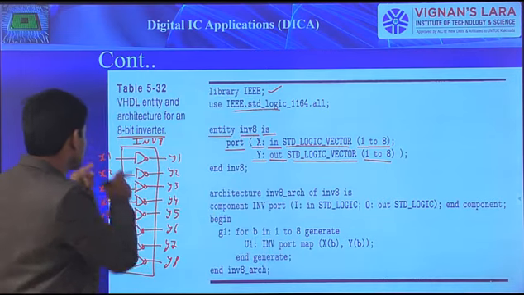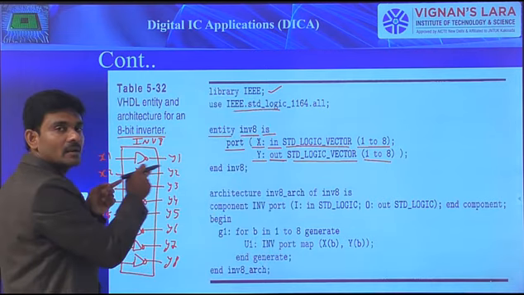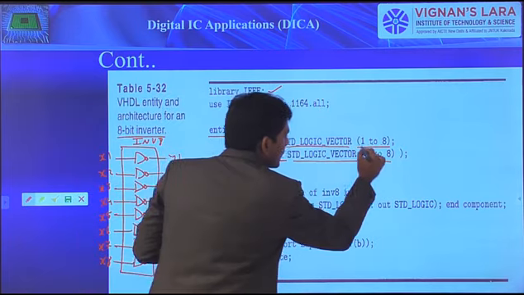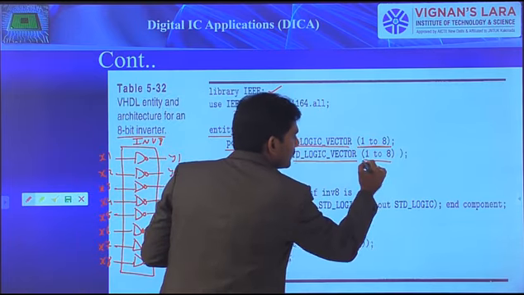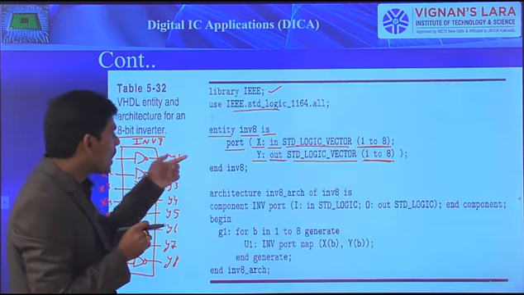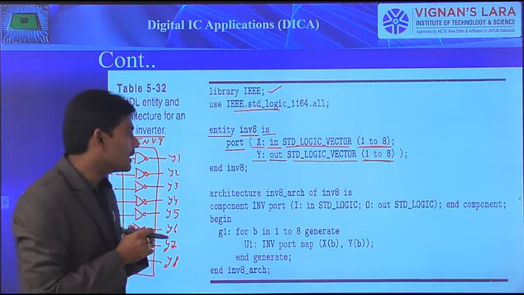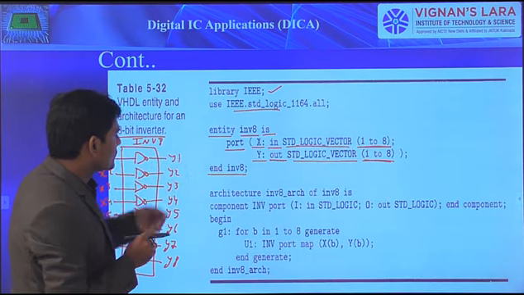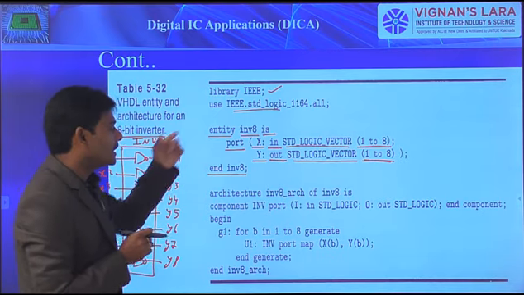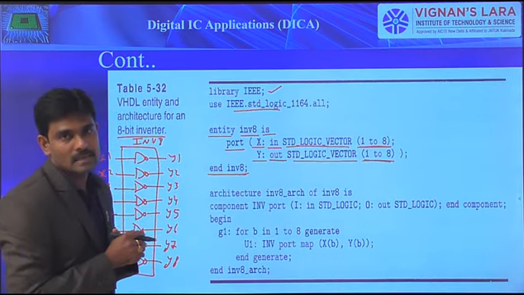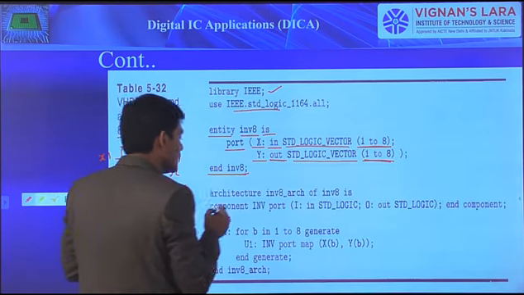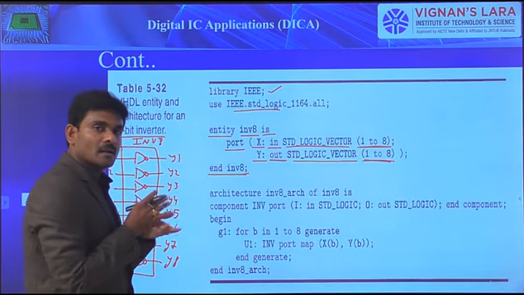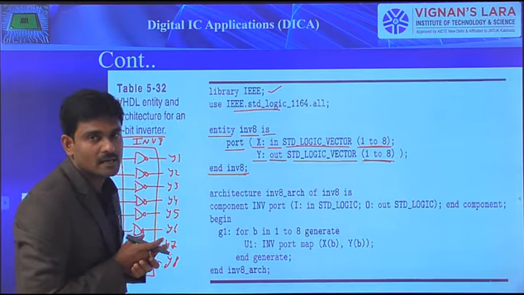So here my intention is x1 will be assigned to y1, x2 to y2. Because of that, whatever range I mentioned, 1 to 8, the same range I mentioned for the output signal as well. Then we are supposed to end that entity by means of end followed by the entity name, which is inverter 8. Then after the entity declaration, next we are supposed to start the architecture definition.